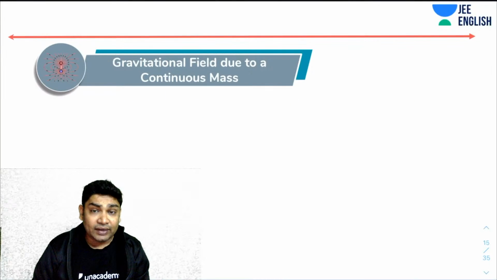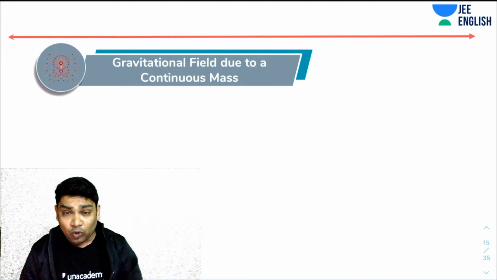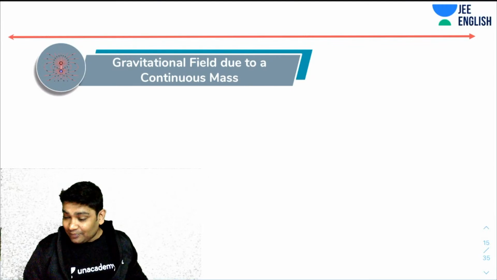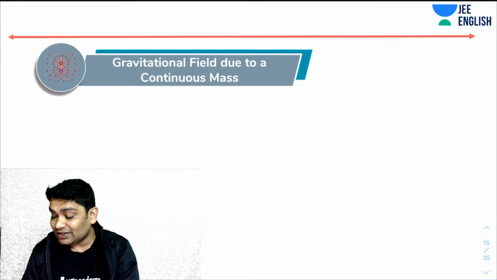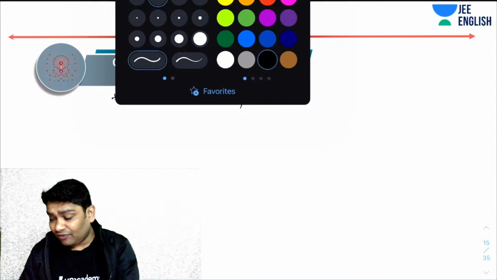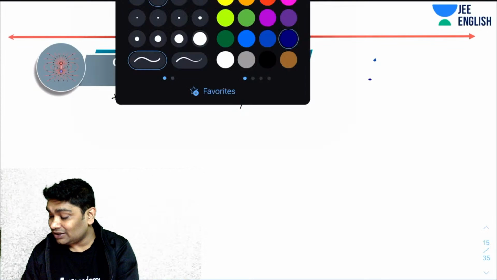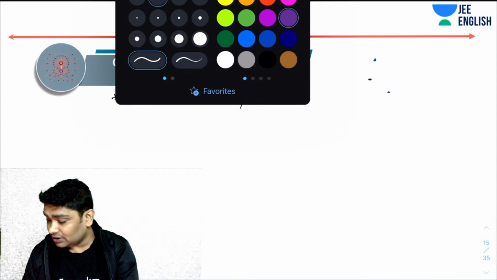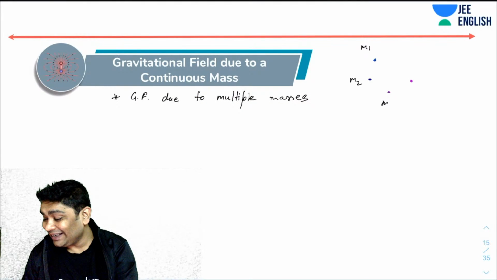Now let's see if I had to calculate the gravitational field intensity due to continuous masses or a system of masses. If I had a collection of masses, then what? First let's take the case of multiple masses. Instead of continuous mass, first let's say gravitational fields due to multiple masses, and then we will extend it to continuous masses. So let's imagine you had like 4 point masses, anywhere. Here is one mass, here is another mass, here is a third mass, and here is a fourth mass. Let's call them M1, M2, M3, M4.